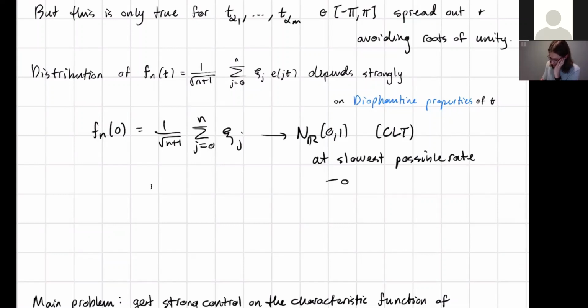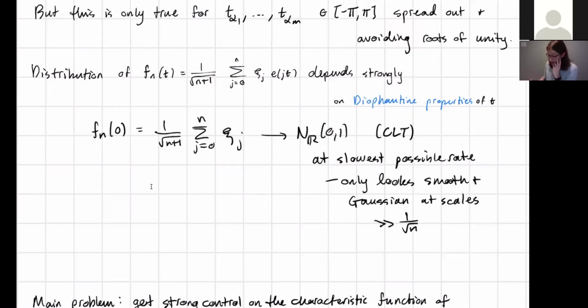Okay, so this random variable here, the distribution only looks smooth and Gaussian. Of course, if it's Rademacher, it has atoms, but it looks smooth and Gaussian at scales above, if you zoom out above 1 over root n. But if you zoom in further than that, then you start to see the atoms. A similar thing happens if you look at other roots of unity of higher order: it will look Gaussian above some polynomial scale.